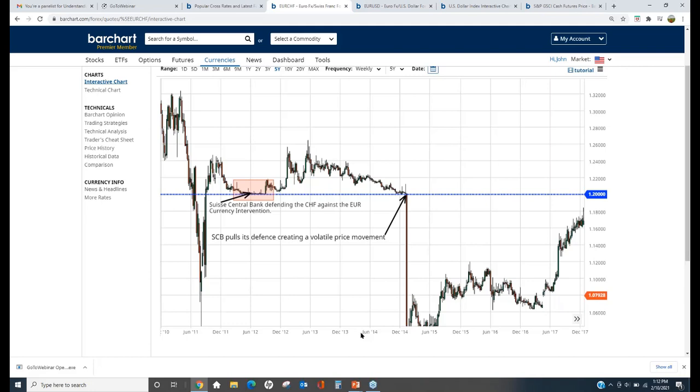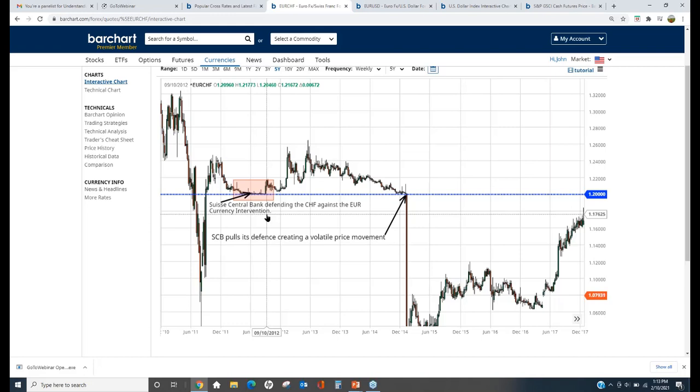Now you can see that from about end of March of 2012 through that whole summer, the Swiss central bank held the value of the Swiss franc to the euro, and then price moved away. But then when price came back, or when the market came back to that 120 value, the Swiss decided that they didn't want to defend it anymore, and they pulled their support for the Swiss franc.